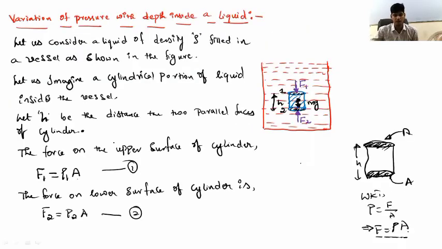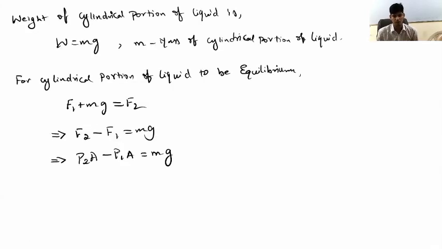I have substituted F2 as P2 into A, and F1 as P1 into A, and mass into acceleration due to gravity. This can be written as P2 minus P1 into A. A will come out as the common factor. That is equal to mass, which can be written as density into volume.